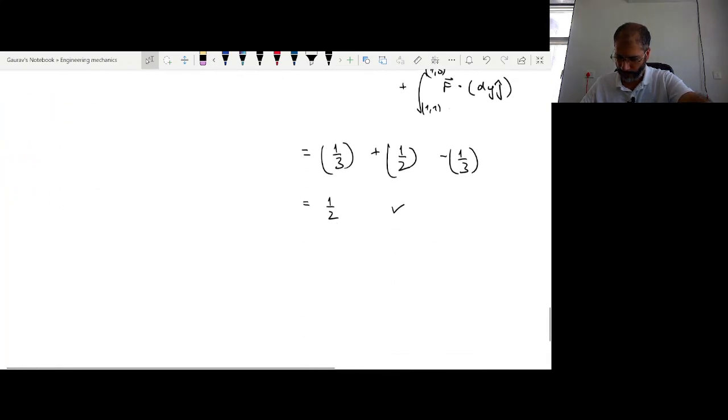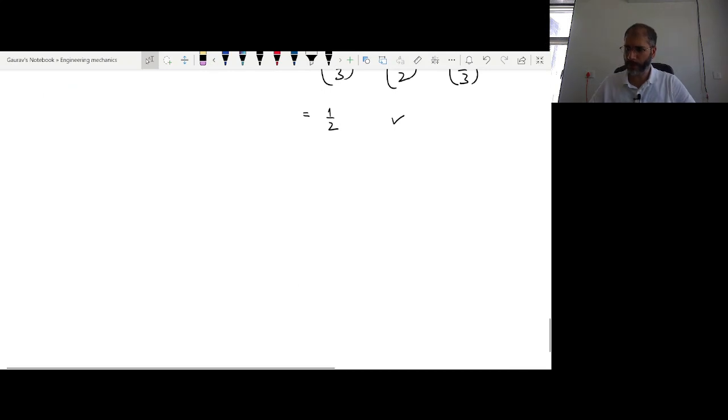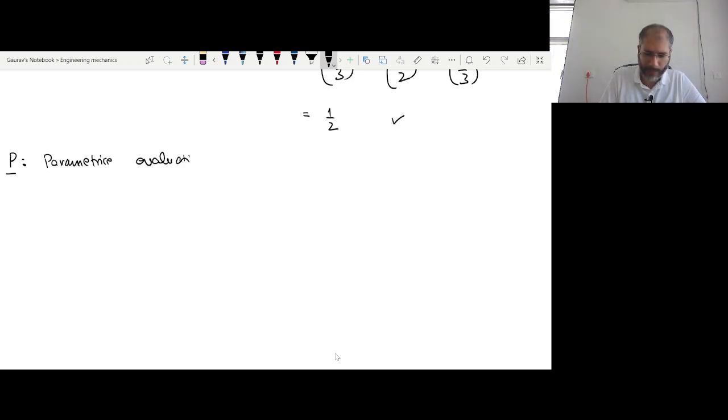Right, so let's move on from here. Let's now solve a problem where it's still a non-conservative force, but the path is not as comfortable as straight line moves. So this is a problem that uses parametric evaluation of line integrals.